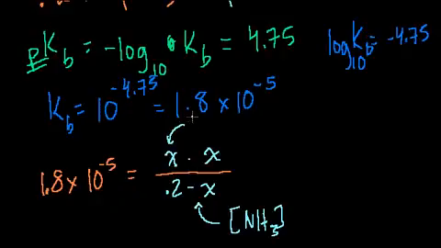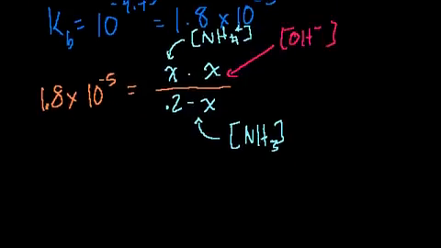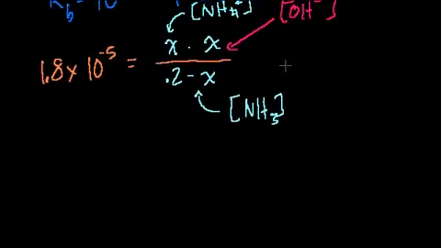This is the concentration of NH4 plus, that's a 4. And then this is the concentration right here of OH minus, right? And we just solve for x. So let's do that. Solve for x. And then once we have x, we know the concentration of OH. We'll be able to figure out the pOH, and then we'll be able to figure out the pH.